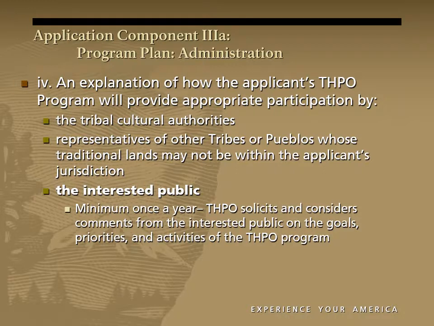The third group that must be addressed in the participation section is the interested public. Appropriate participation in the THPO program by the interested public means that, at a minimum of at least once a year, the THPO solicits and considers comments from the interested public on the goals, priorities, and activities of your THPO program. Whether the THPO fulfills this requirement by soliciting written comments, by holding a public meeting, or by some other means is completely at the discretion of the THPO.